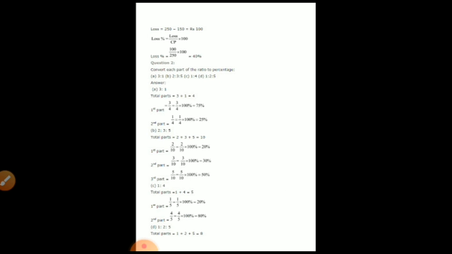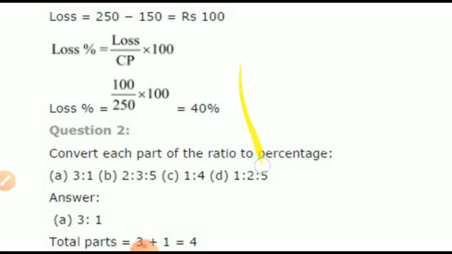Now look at here. Loss is equal to 100 rupees. Now 100 rupees is the loss, divided by CP. What is the CP? 250. So 100 divided by 250 multiplied by 100 will give you 40%. I think you got the idea of the first question, A to D.